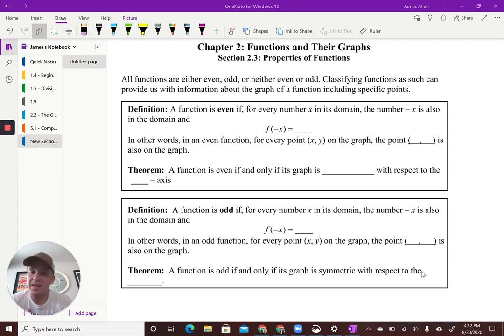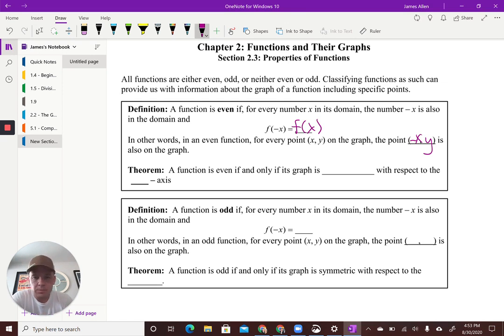So a function is even if, for every number x in its domain, the number negative x is also in the domain. So f of negative x would also equal f of x. In other words, in an even function, for every point x, y on the graph, the point negative x, comma, y is also on the graph. We'll go through some graphical examples here in just a sec so you can get a visual representation of this as well. We're doing the more algebraic approach in a couple later examples.